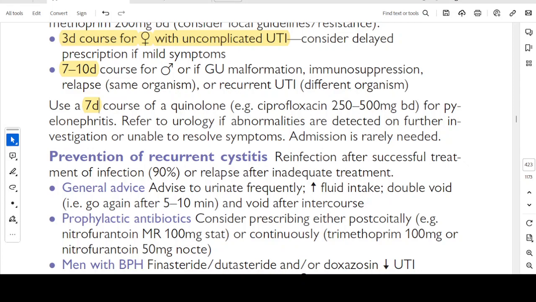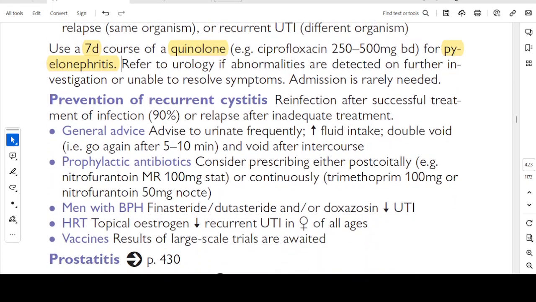Use a 7 days course of quinolone. When do you use quinolone? For urinary tract infections, a 7-day course of quinolone, ciprofloxacin 250 milligrams or 500 milligrams BD, for pyelonephritis. So when there is suspicion of pyelonephritis, then you will give a 7 days course of quinolones. Otherwise, trimethoprim and nitrofurantoin. Refer to urology if abnormalities are detected on further investigation or unable to resolve the symptoms. Admission is rarely needed in a UTI.